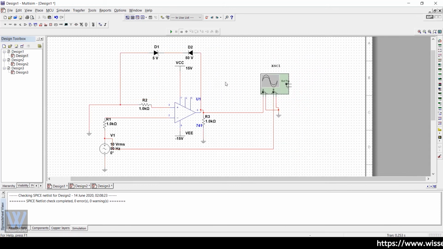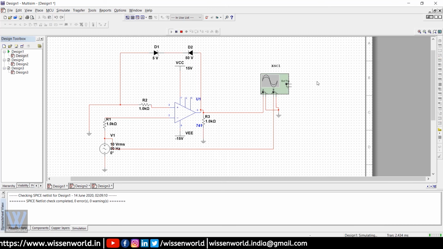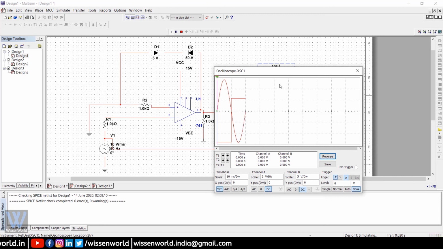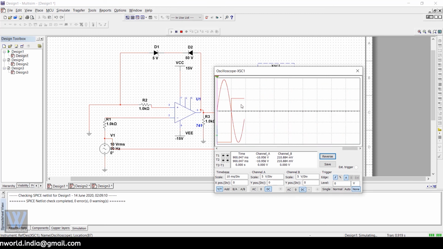This is our second circuit. Here we need voltage in the positive direction only. Therefore, we replace the Zener diode D2 with this normal diode. Now let's see the output waveform. Here you can see that the output voltage is limited in only the positive direction.